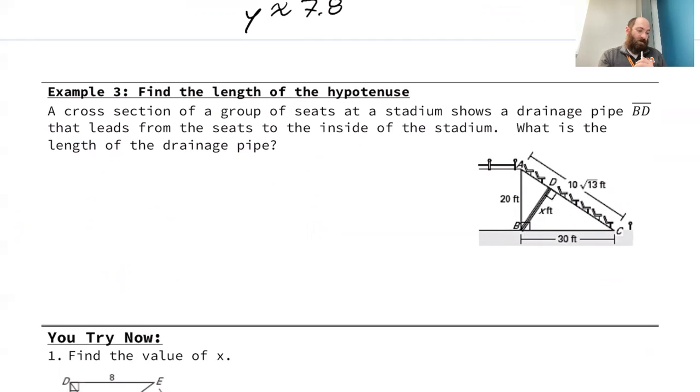So a cross section of a group of seats at a stadium shows a drainage pipe BD that leads from the seats to the inside of the stadium. What is the length of the drainage pipe? So I want to find that length there. And again, you see that's a right angle, so we can do this. I'm going to do it as small, medium, large, short leg, long leg, hypotenuse.